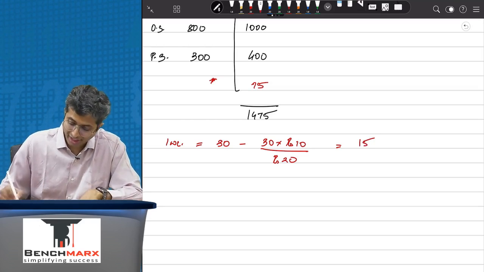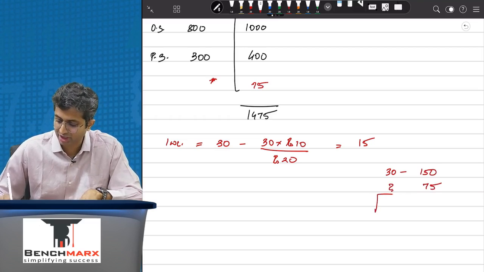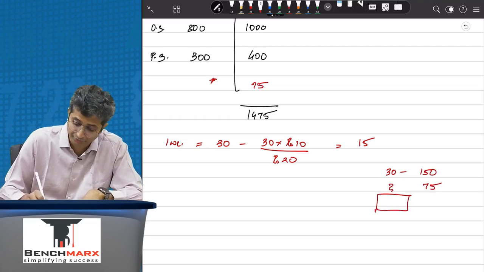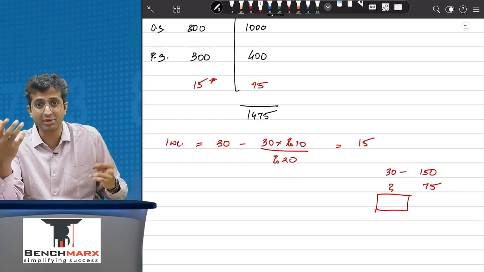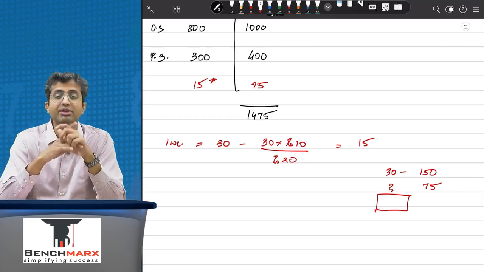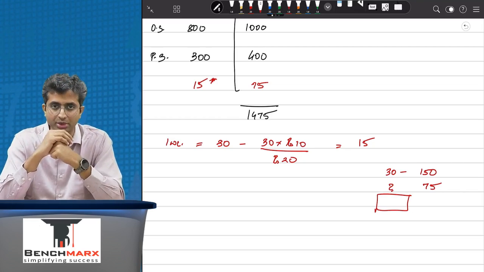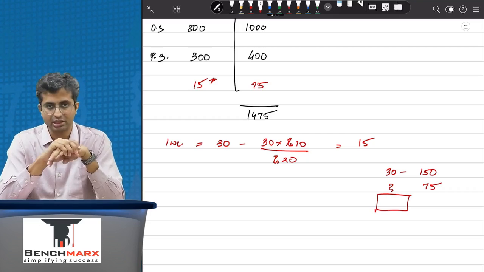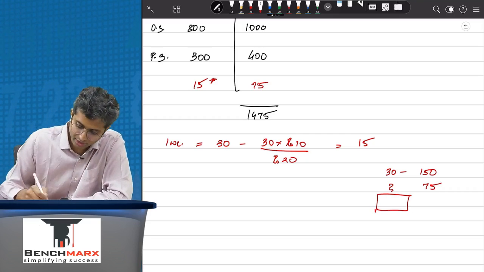What I'm trying to say is, 30 was included within 150, then in 75 how much is included? You can do this cross multiplication and come to 15. 30 was included within 150, but 150 is not included in 1475, it is only 75 which is included in 1475. Then out of 75 how much is attributable to the parent? It is 15, not 30. 30 is out of 150. Then out of 75 how much?